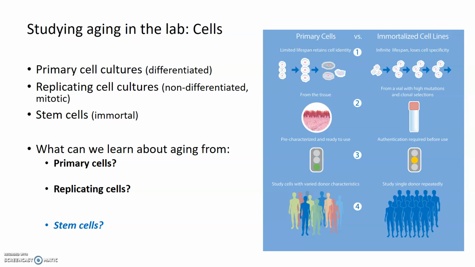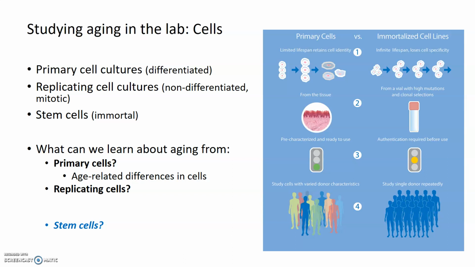But because they already are differentiated, or they already have their fate, they're not mitotic or dividing, and so their lifespan within the dish is pretty short. And so you can really take out a primary cell culture, do one experiment with it, and then it's gone. One nice thing about primary cells is that you can take them from different animals of different ages and look at age-related differences between cells that actually came from an organism.